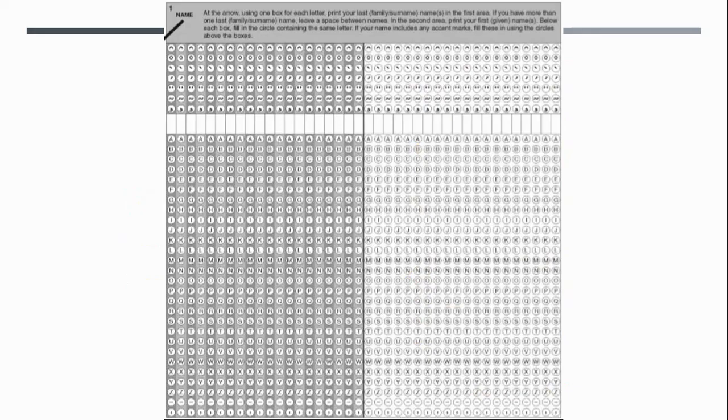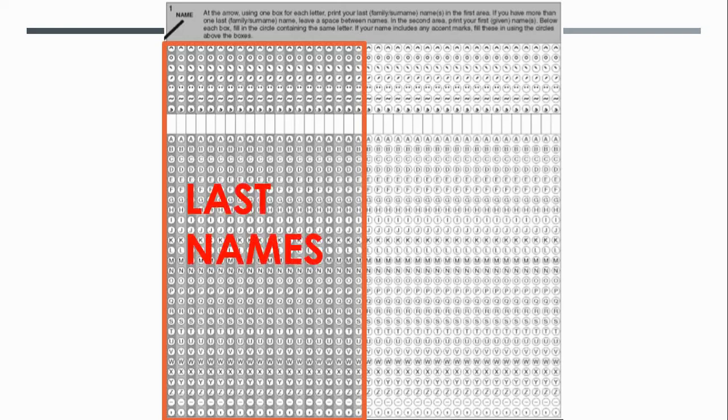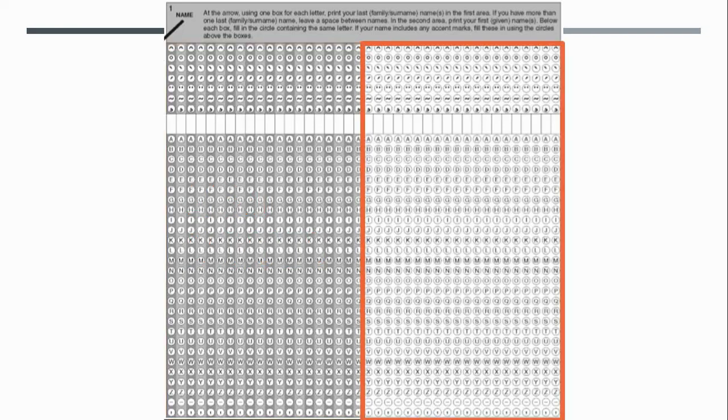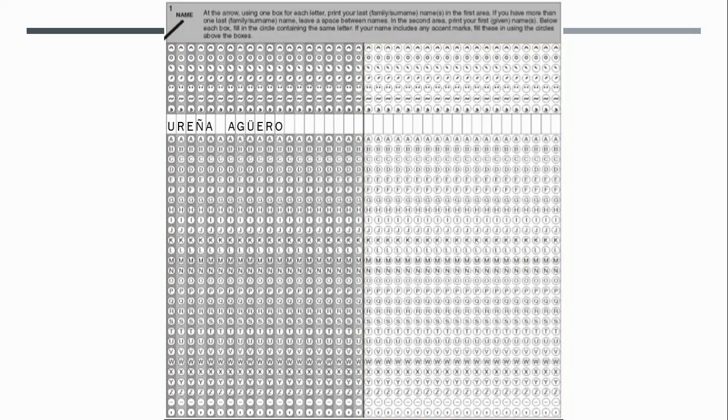This is section 1, and in section 1 there are two big sections of columns. So this is the left section of columns in which you have to write your last names, and also you have to fill some circles. I'll let you know what happens here. And on the right side of columns, we have the section for writing down your names. So basically, this is what you have to do. Let's suppose that your last names are Ureña Agüero.